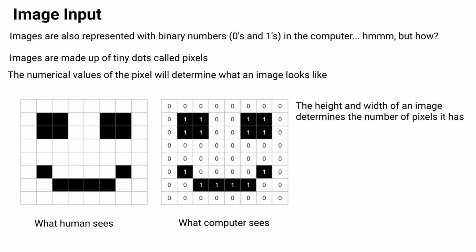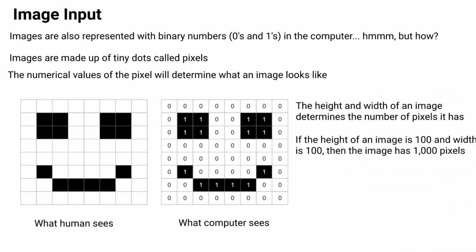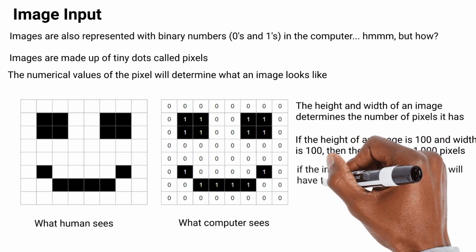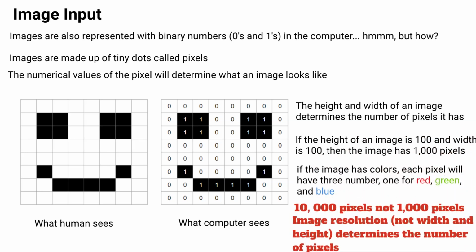Okay, so the height and the width of an image determine the number of pixels it has. Like if the height is 100 and the width is 100, that means it has 10,000 pixels to represent that image, right? And if your image has colors, each pixel has 3 numbers to represent red, green, and blue, right? But let's just make it simple, just black and white. So this is how your computer represents information.